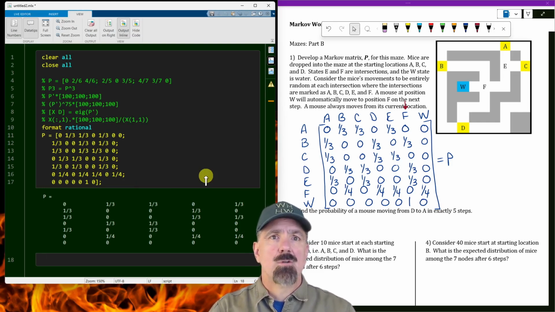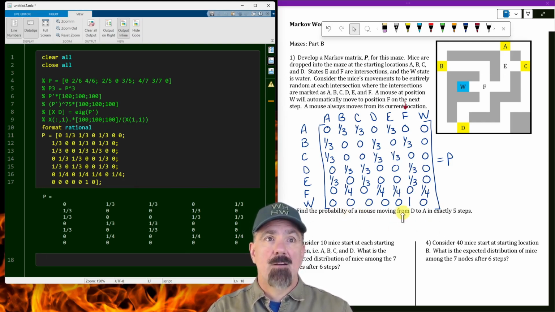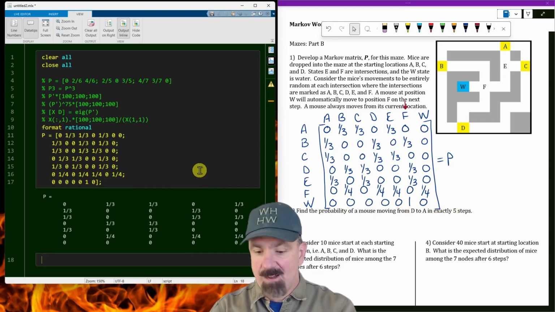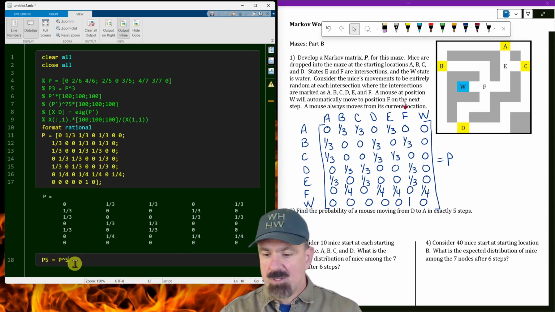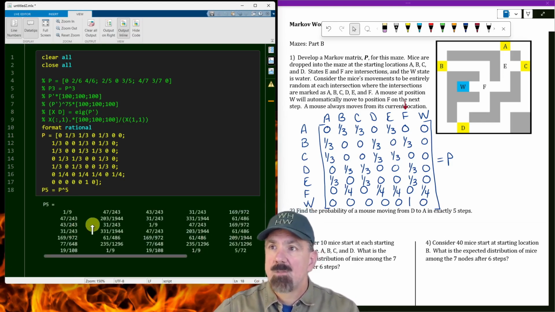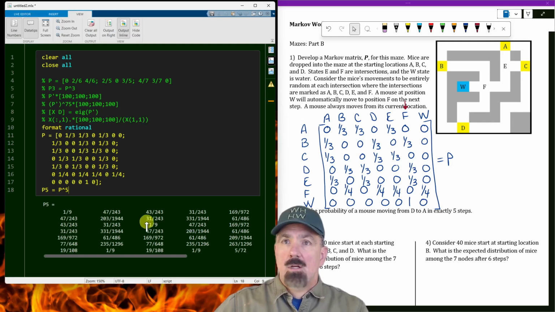And now what I'm going to do is answer the question. Probability of moving from D to A in exactly 5 steps. So I want to calculate P5. This is my scheme. I just set it up this way to make it a little bit easier to do the calculations. So then it goes from D to A. So I've got A, B, C, D. So I have 31 out of 243 is my probability.